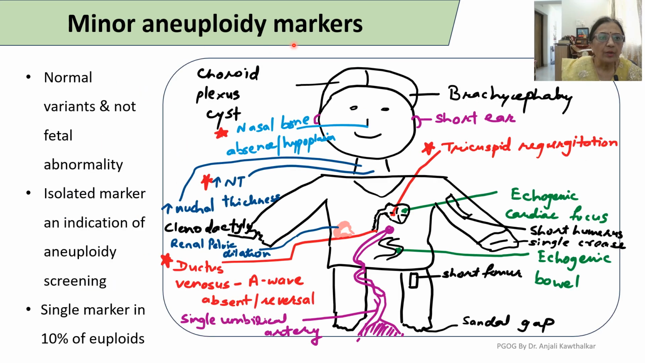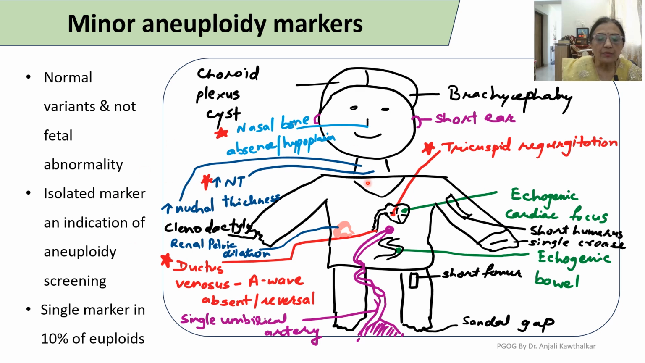Now, what are minor aneuploidy markers? These are normal variants and not fetal abnormalities, but these are associated with a slight increase in the risk of aneuploidy. If there is one single soft marker, a single minor aneuploidy marker, that is called an isolated marker. An isolated marker is an indication for aneuploidy screening. A single marker can be present in 10% of euploids. Euploids are normal individuals having normal chromosomes. In 10%, there can be presence of a single marker.